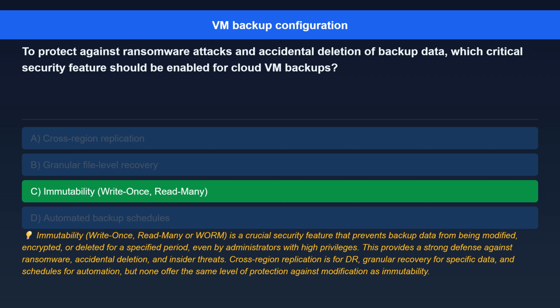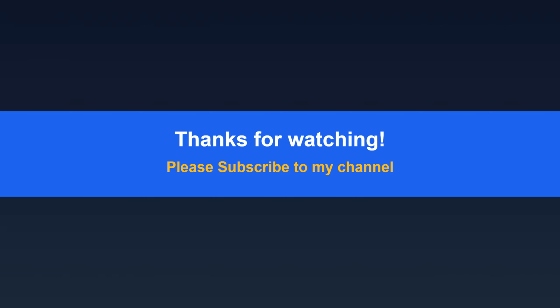Cross-region replication is for DR, granular recovery for specific data, and schedules for automation, but none offer the same level of protection against modification as immutability.